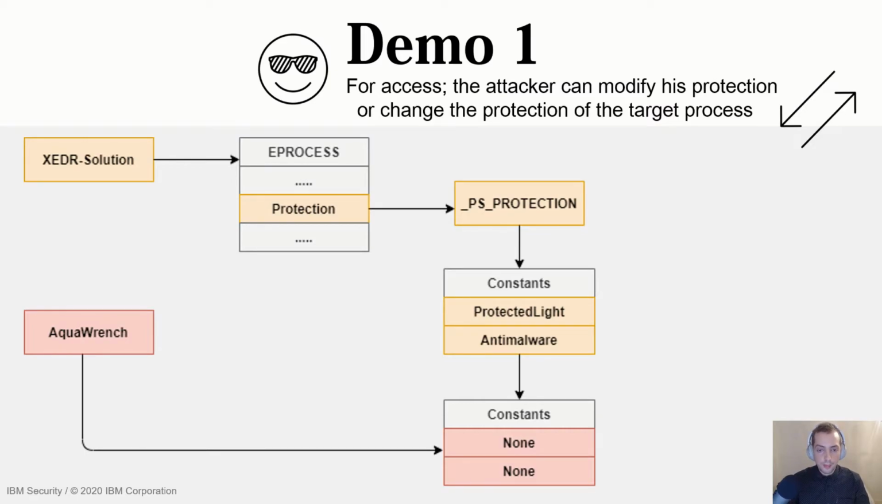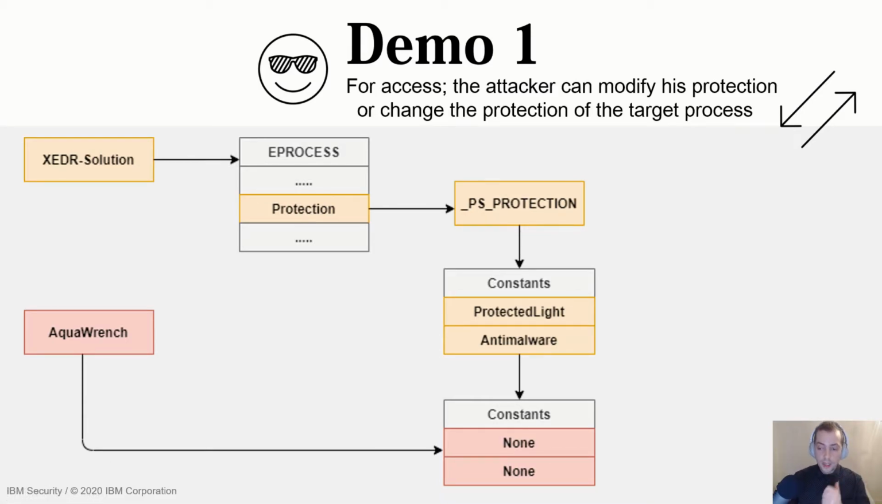Now, somewhere within this eProcess structure is a protection object, and as the name implies, that protection object actually specifies the protected status of that process. If you look at this first yellow block here, Protection, you'll see it has an arrow to PS protection, which is a structure. So Protection is just a pointer which points at this PS protection structure.